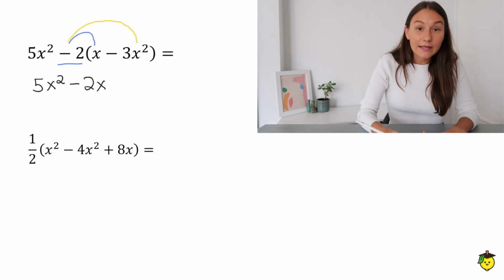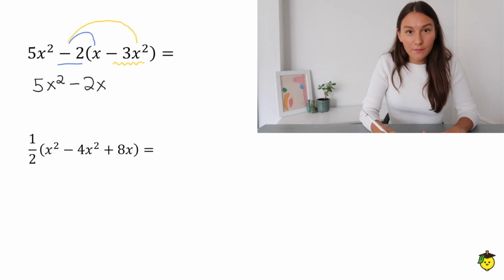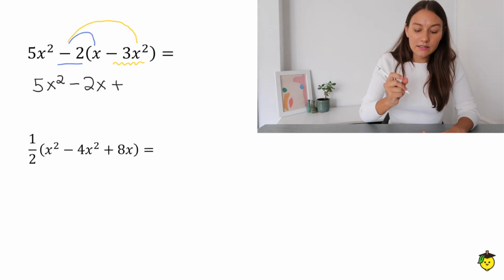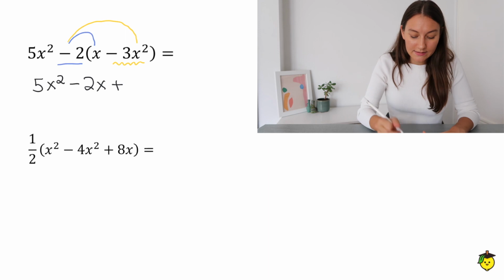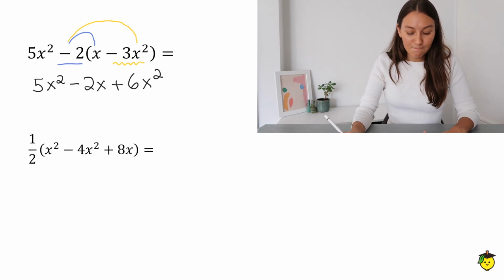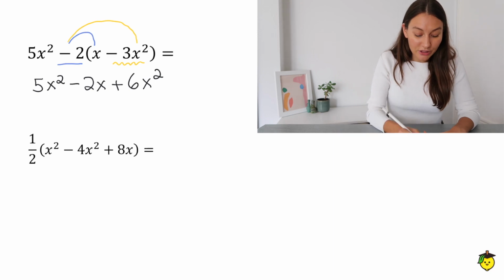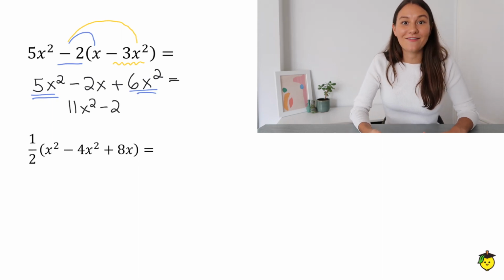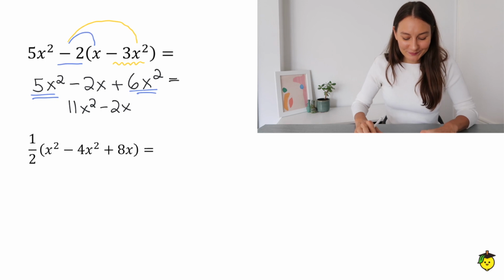Minus 2 times a minus 3x squared. Well, minus and a minus being multiplied gives me a positive. And so minus 2 times 3x squared is the same as 6x squared, positive 6x squared. And so now I can put my like terms together. I see x squared and x squared can be put together to make 11x squared minus 2x. I can't combine that 2x and x squared. They have different powers, right?